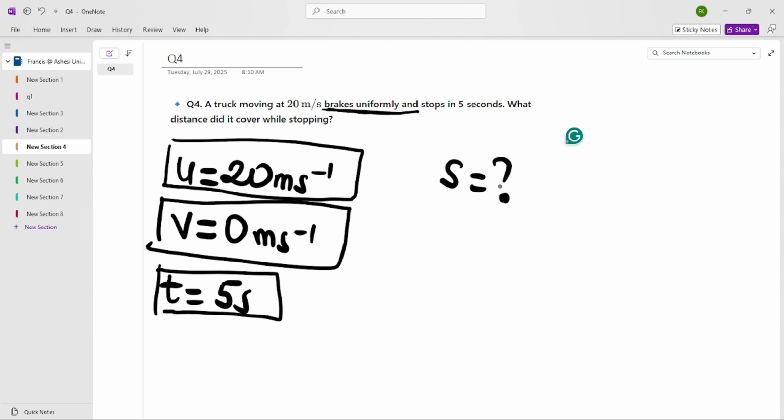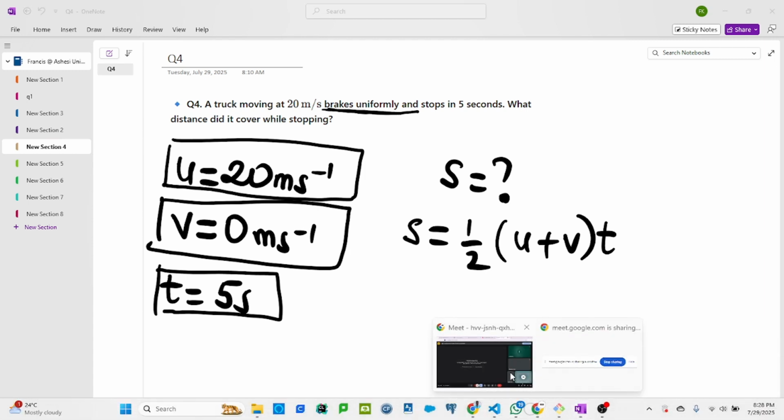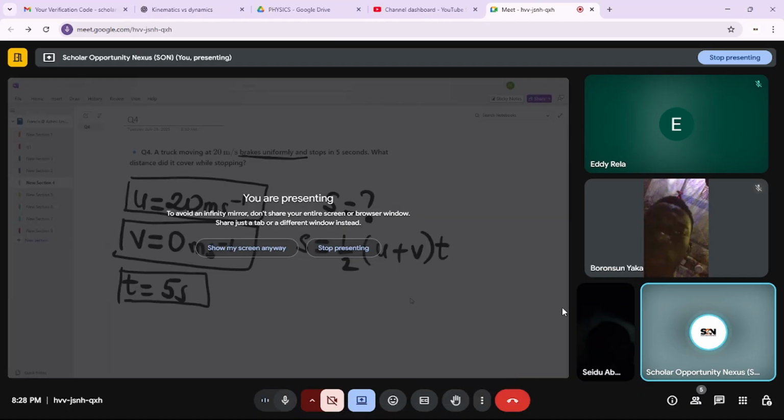S is equal to half into bracket U plus V close bracket T. Yeah, one of the external equations, right? Because this one does not have acceleration. So the missing term is acceleration, so it's fine. If you are lost as to where we are getting the equations from, the session yesterday covered that already.